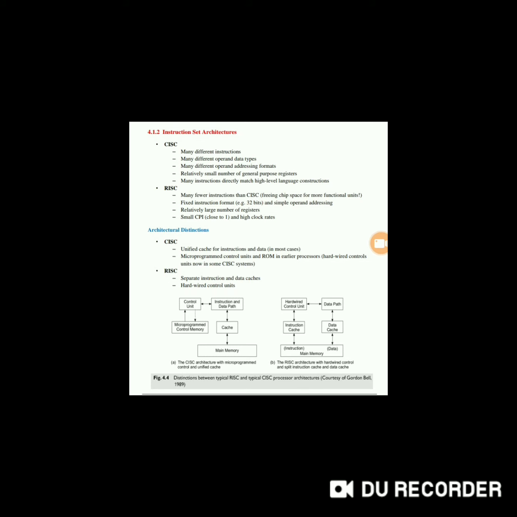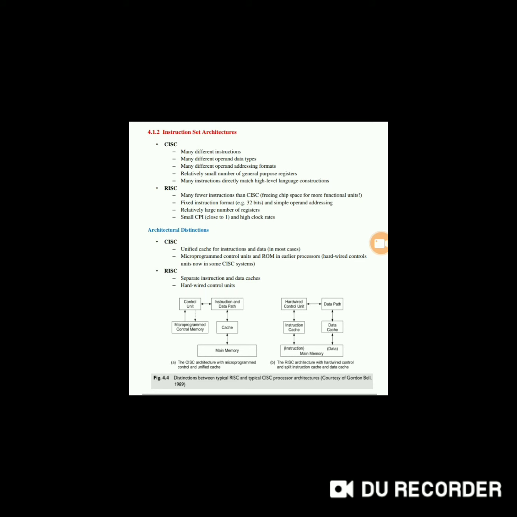So, architectural distinctions. In CISC, it has a unified cache for instructions and data, a microprogrammed control unit, and ROM in earlier processors. It may be a hardwired control unit now in some of the CISC systems. RISC has separate instruction and data caches and a hardwired control unit.